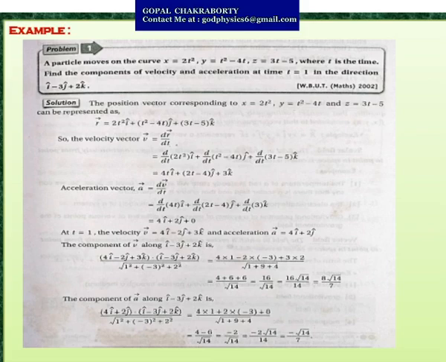Now another important one: if the vectors a and b are irrotational, then show that a cross b is solenoidal. For a vector to be solenoidal, the formula is that the divergence of that vector equals 0. So del dot a cross b equals 0.